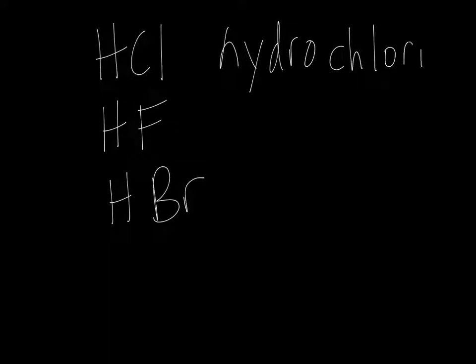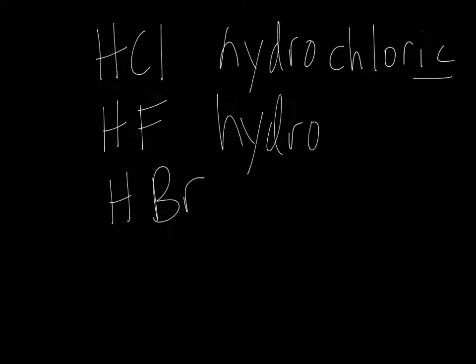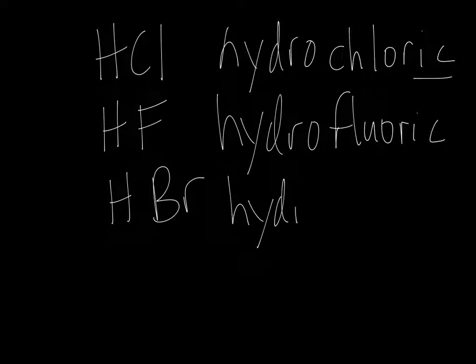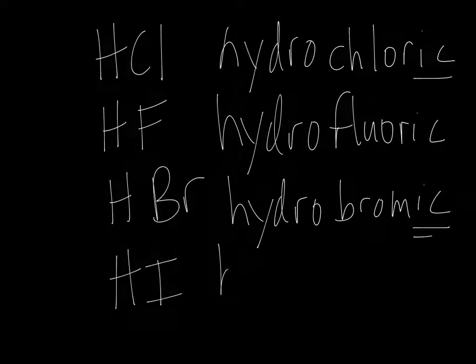All acids in this form, with hydrogen and one nonmetal, have the hydro prefix and the ic ending. So HCl is referred to as hydrochloric. HF is hydrofluoric. And HBr is, yep, hydrobromic. Pretty easy. I think the only one that can be a little bit of a tongue twister is HI, hydroiodic acid.